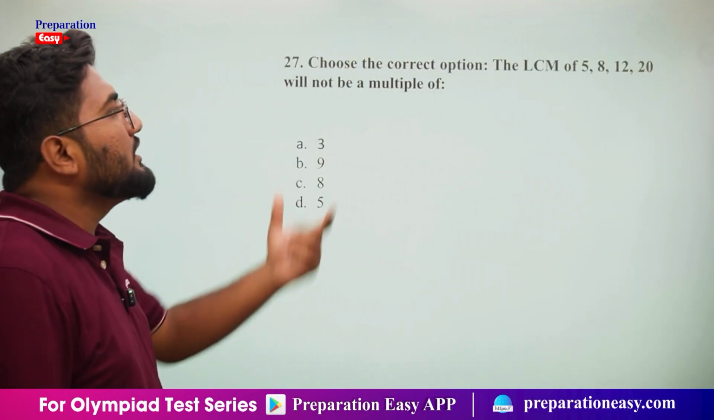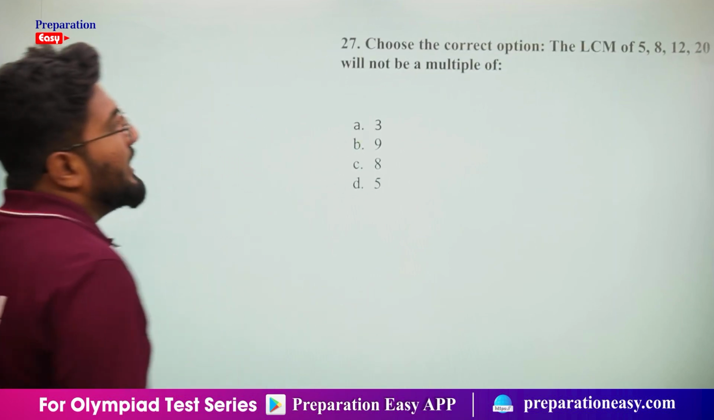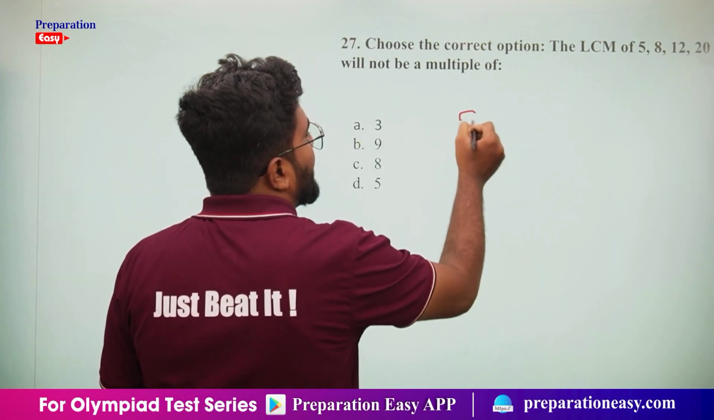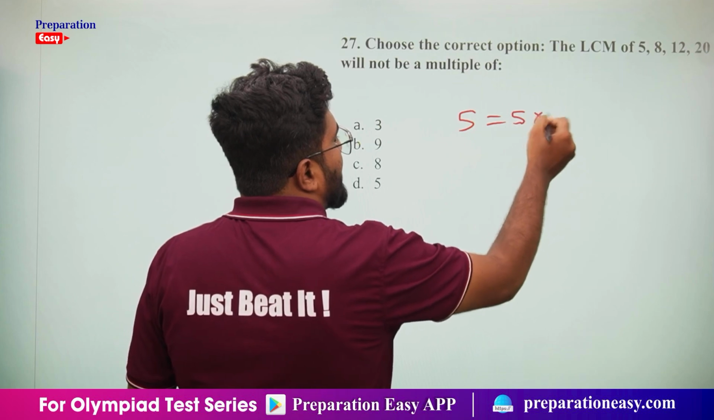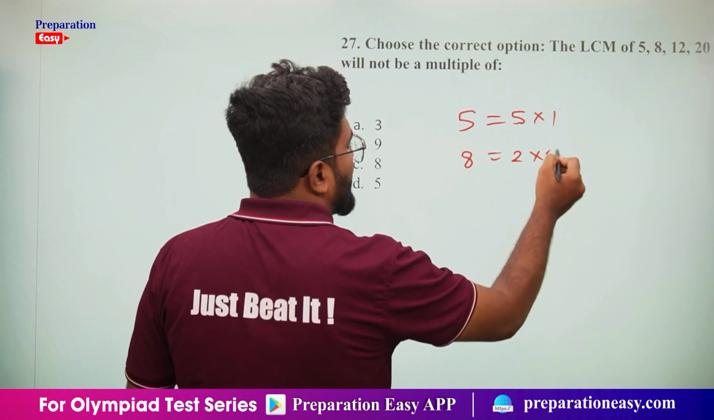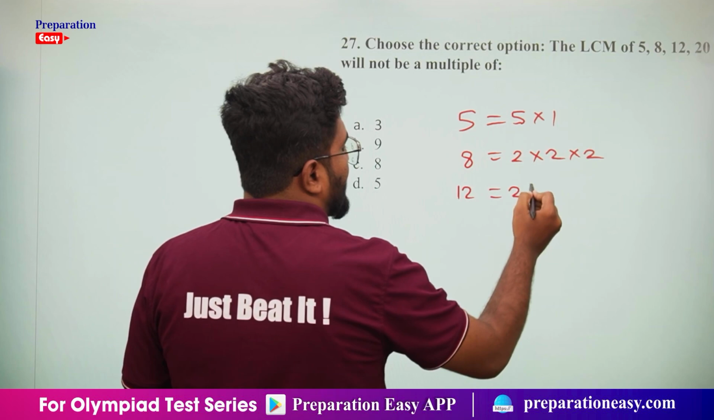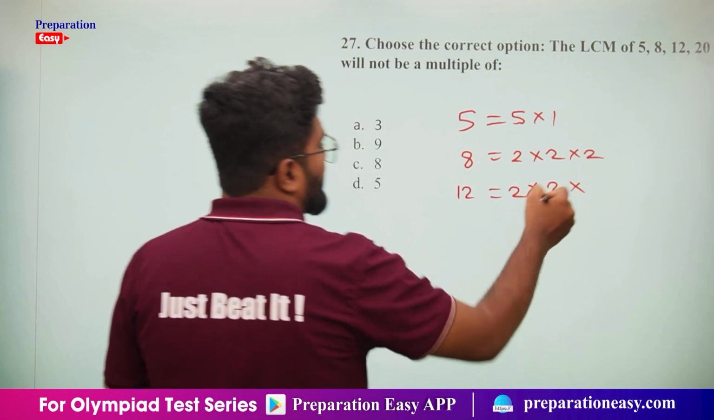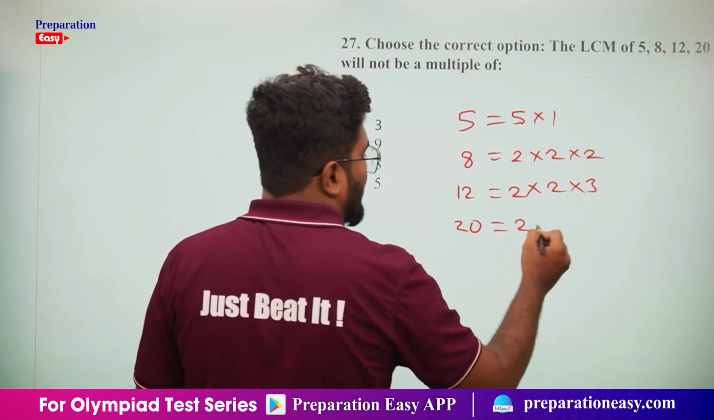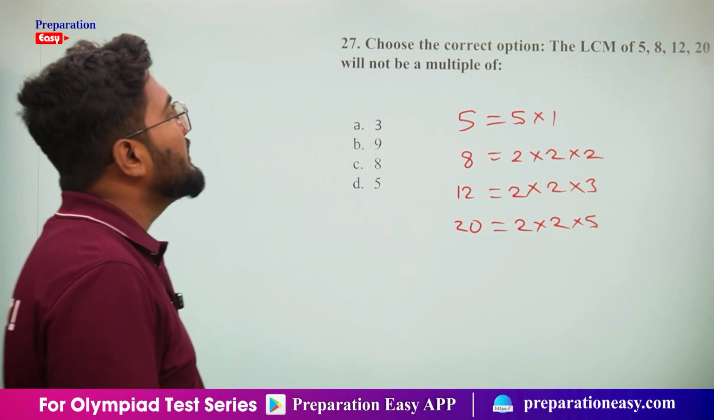Next question is, choose the correct option. The LCM of 5, 8, 12 and 20 will not be a multiple of. For 5 we can write 5 into 1. 8 can be written as 2 into 2 into 2. Then 12 can be written as 2 into 2 into 3. And 20 can be written as 2 into 2 into 5.